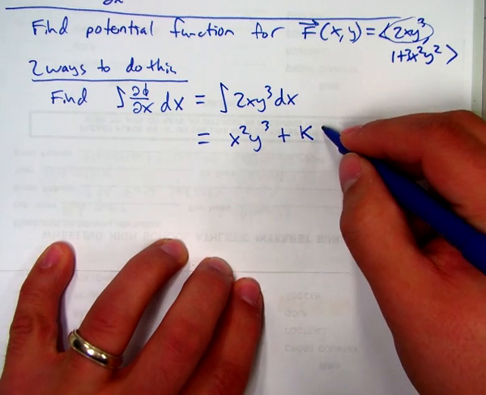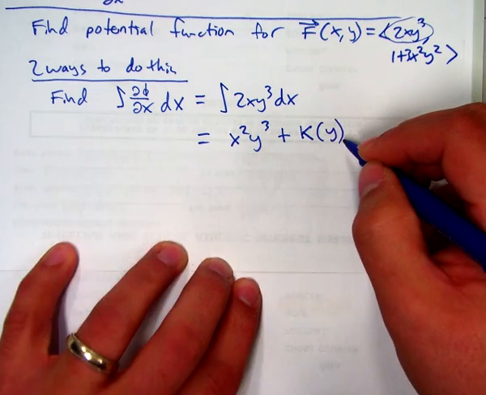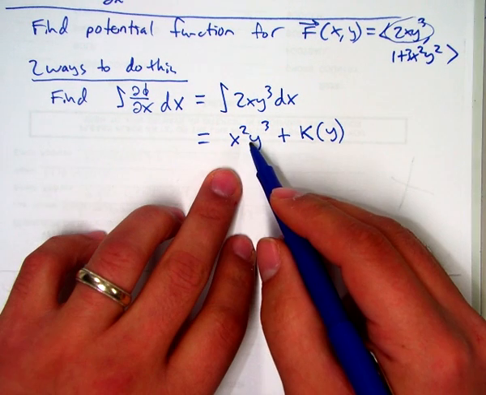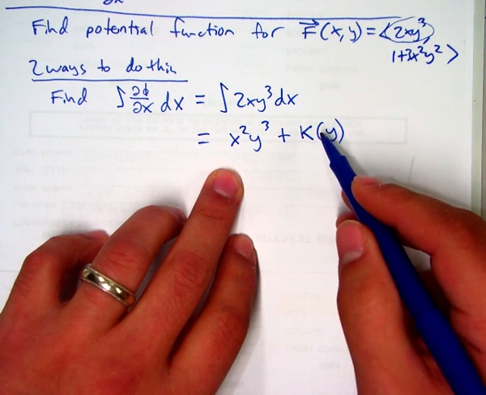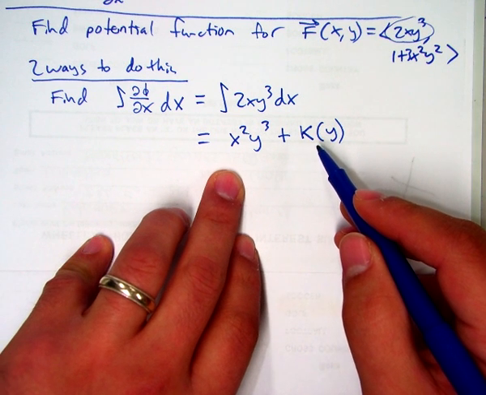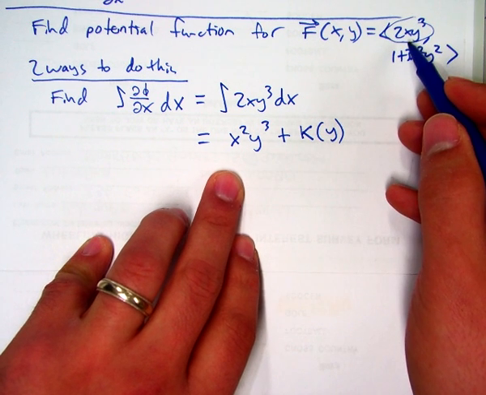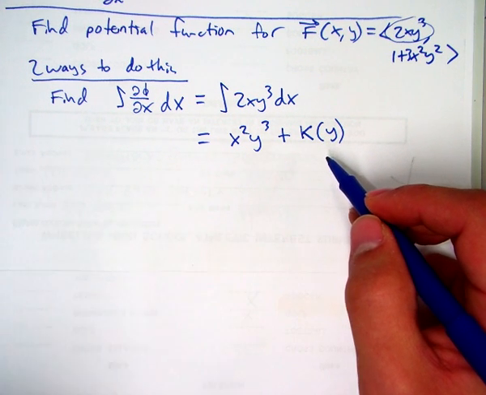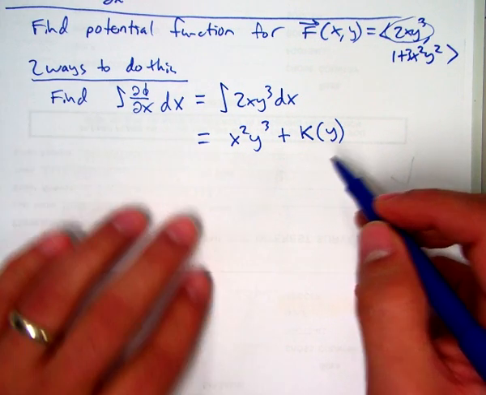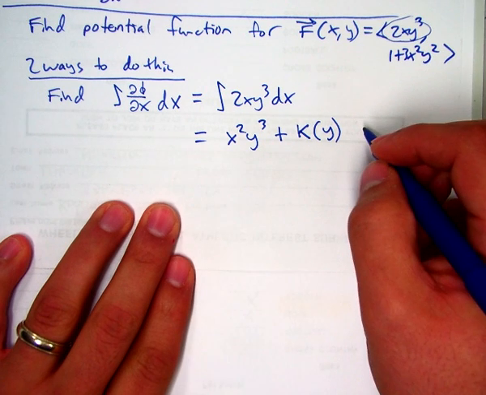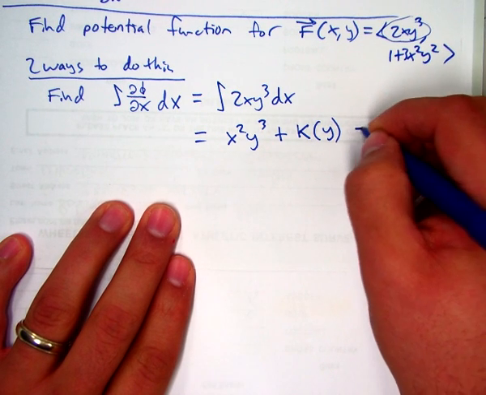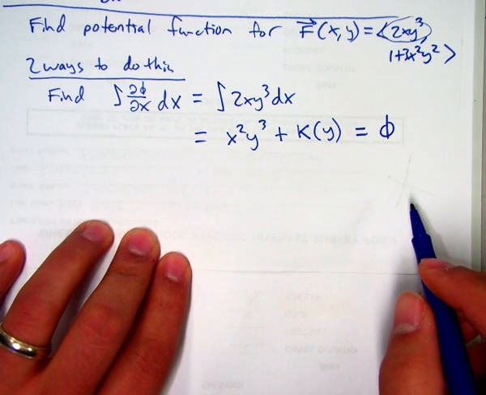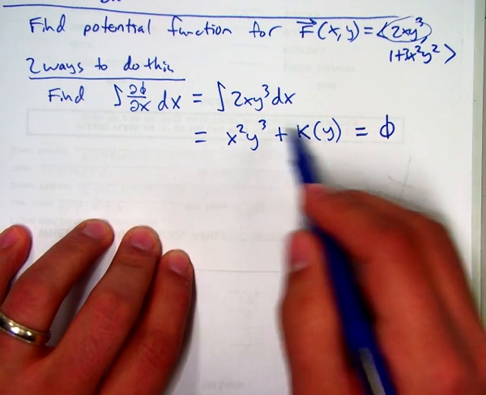It could be a function of y. This is the difference between what you're used to, because you could have a y term in here that when you took the partial derivative with respect to x ended up going away and you don't see that. Does that make sense? So it's very important that you understand that, yeah, there's a constant, but it could very well have a y or be a function of y. Okay, so now what we're going to call this is that this has to be equal to phi.